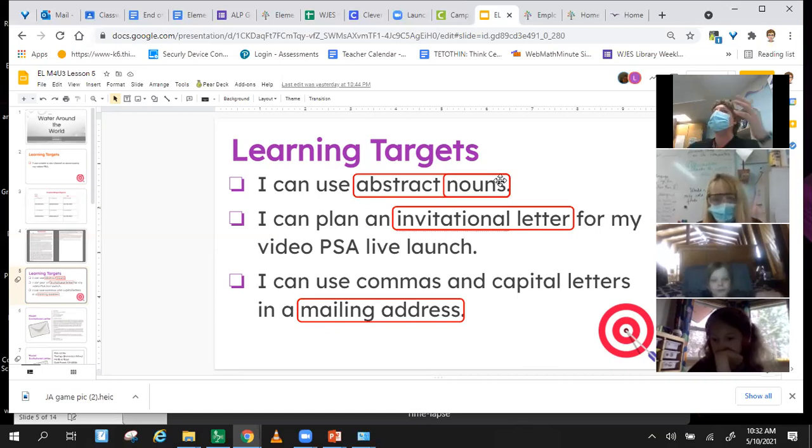We are going to write a letter inviting someone to watch our video PSA Zoom. All right. So we are going to come up with a letter that invites people to come to our Zoom because they can't come in person, right? Their example has people coming to the actual school. We can't have people come to the actual school, but we're going to do what we did for our frog books and invite them to a Zoom so that everybody can come.